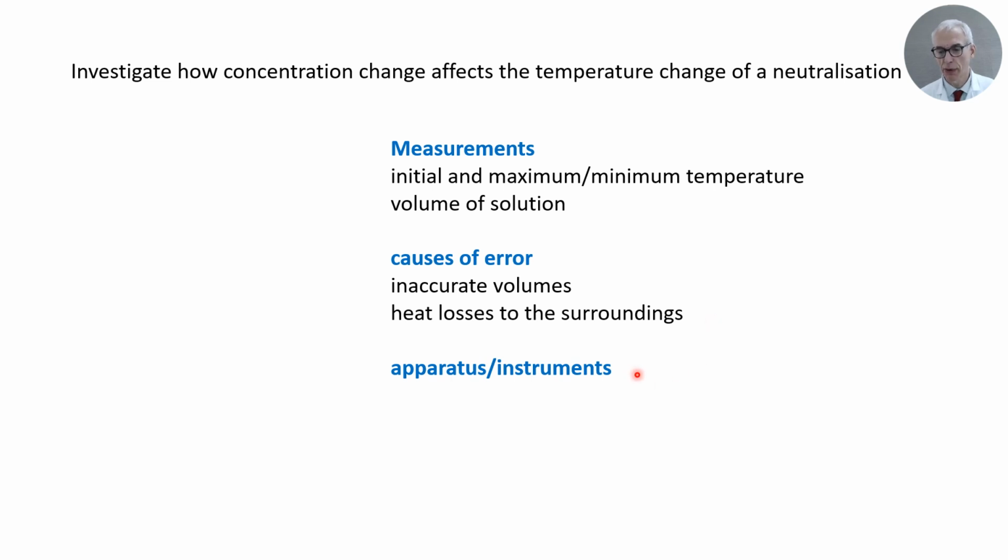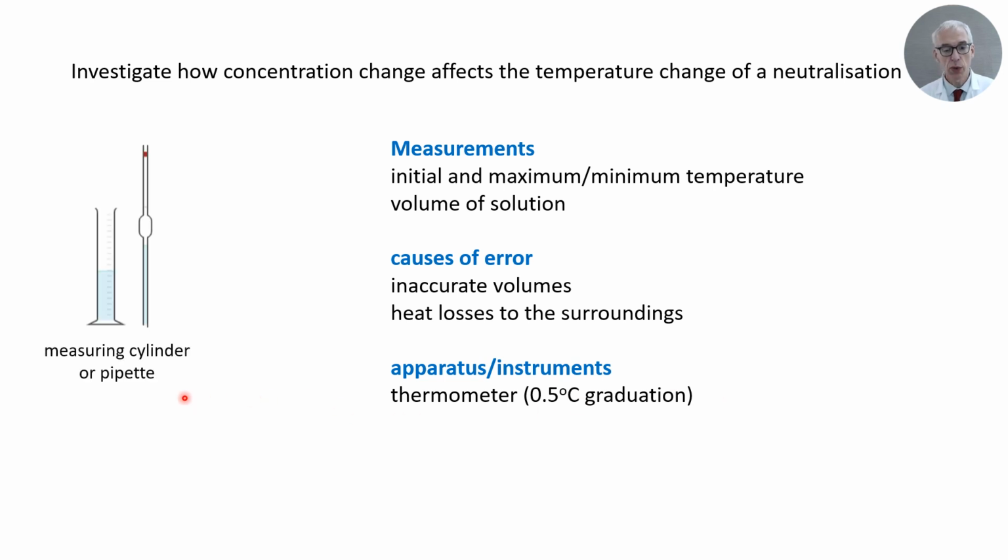So let's look at some apparatus and instrument choices. The thermometer, obviously we need. Don't forget to include that in your apparatus list. But which would be better, a measuring cylinder or a pipette for measuring 25 centimeters cubed? Well, the pipette, it's more accurate than the measuring cylinder.